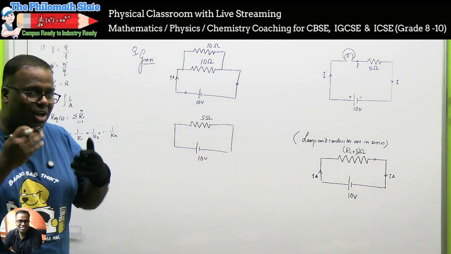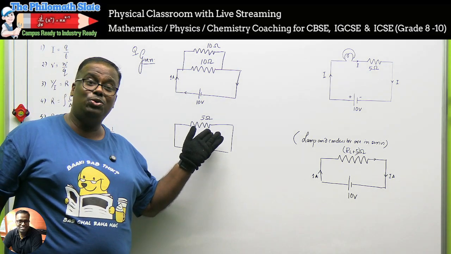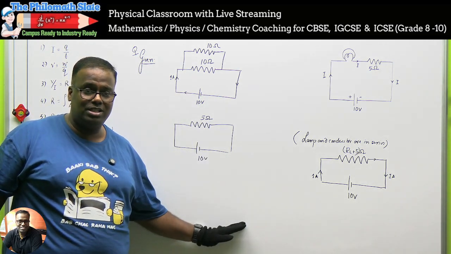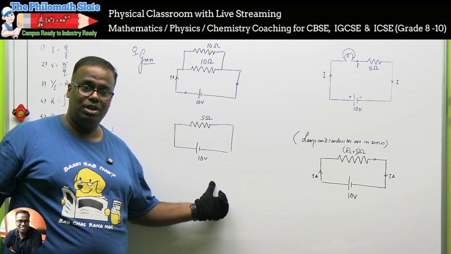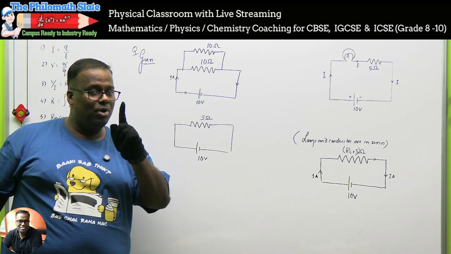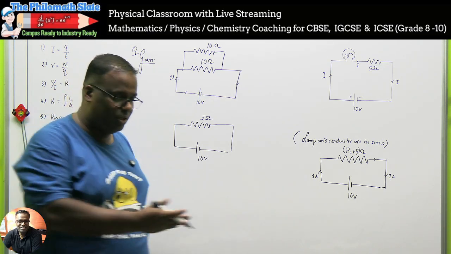Now just think yourself. What did you do? You reduced the resistance. More current should flow through it. Earlier, how much was flowing? 1. Now how much will flow? 2. Let's see what the question is.